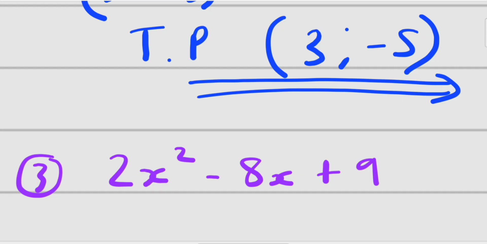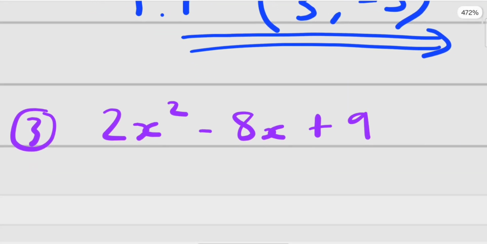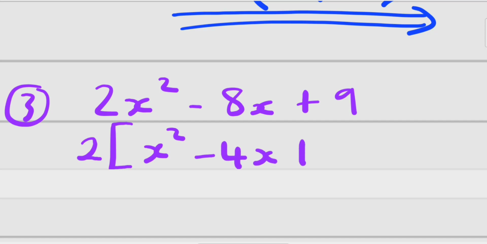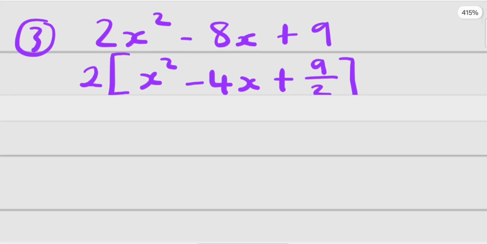And to make the coefficient of x squared 1, we're not going to divide everything by 2, but rather we're going to factor out 2. So we don't divide by the number that's next to x squared, or the coefficient of x squared, but we factor it out. So factoring 2 out here, we get 2, then we put square brackets. So this will be x squared minus 4x plus 9 over 2, like so.